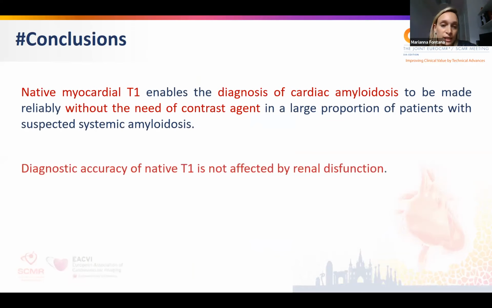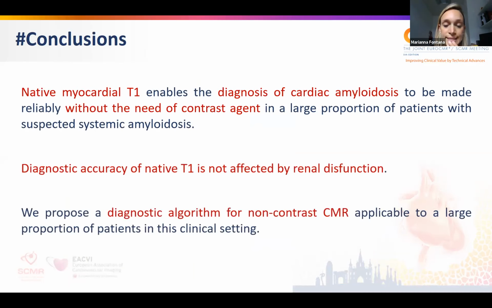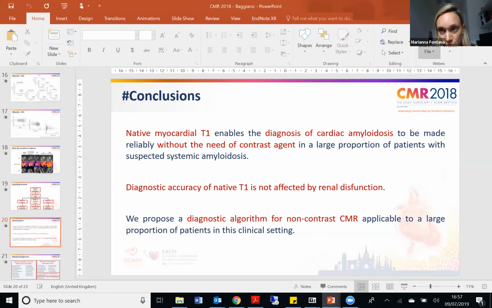And specifically in some population groups, and definitely where there's significant kidney dysfunction, we could consider stopping at a non-contrast scan when there are known native T1 values. And so we propose a diagnostic algorithm that is applicable to a large proportion of patients, because using this algorithm, roughly 40% of the patients could be diagnosed in this way. But for all intermediate values, we should consider giving contrast.